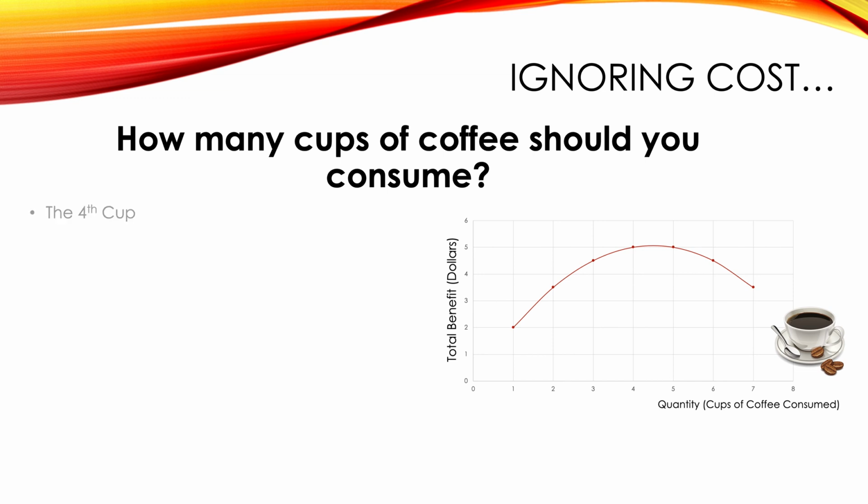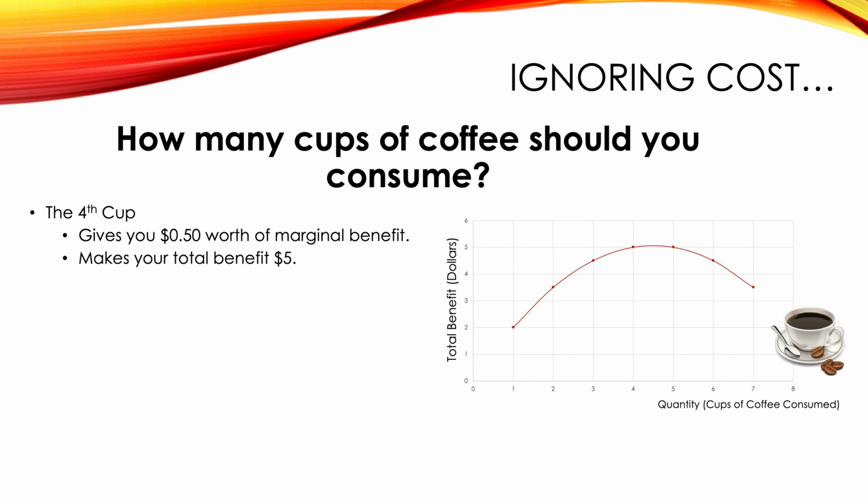Let's talk about that fourth cup. Now that fourth cup of coffee gives you 50 cents worth of marginal benefit. Let's look at why. Again, that third cup of coffee gave you $4.50, after drinking that third cup of coffee, your total benefit was $4.50. When you drank that fourth cup of coffee, your total benefit rose to $5.